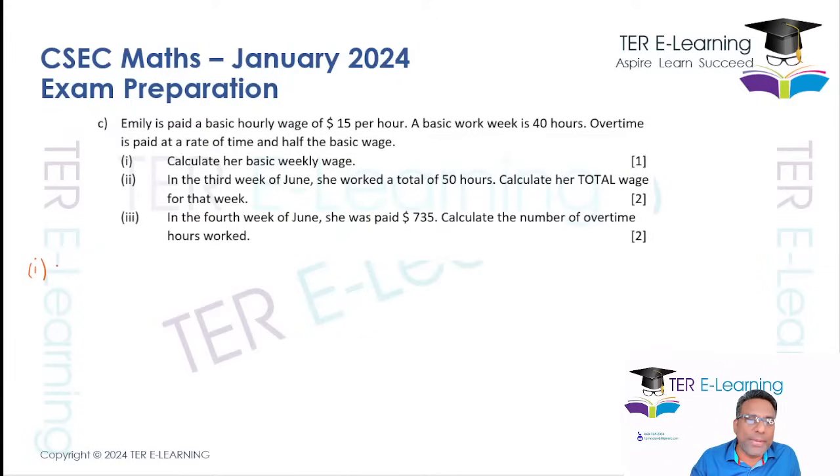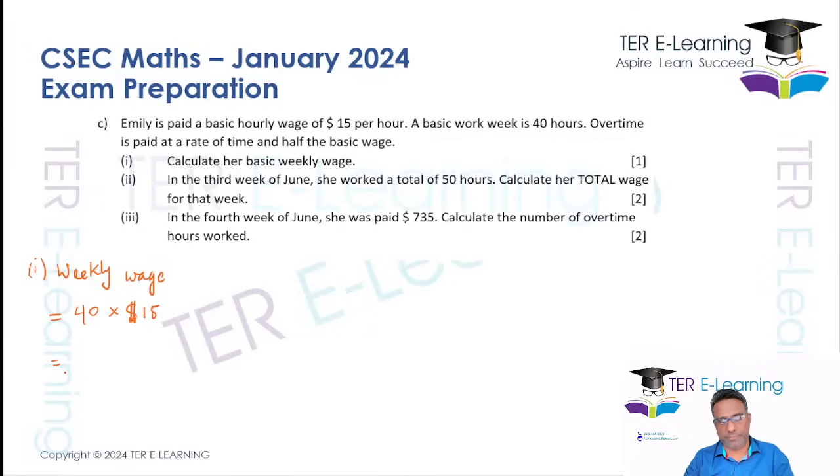So her weekly wage, in this case, is going to be 40 hours, and you're going to multiply that by $15. You're going to get $600. So that's the basic weekly wage, $600. That part is straightforward. That's the answer for part 1.